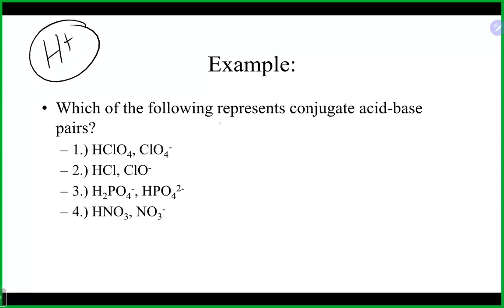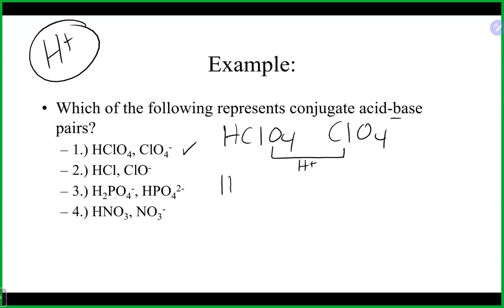So if we take a peek at the first one, we've got HClO4 and ClO4 minus. And again, the only difference between these two is one H plus, which means this is going to be a pair. You could either put the H plus on the guy on the right and you get the guy on the left, or you take the H plus off the guy on the left and you get the guy on the right, right? So they are related to each other. If we take a look at the next one, we end up with HCl and ClO minus. The difference between these two is an H plus, but it's also an oxygen, right?